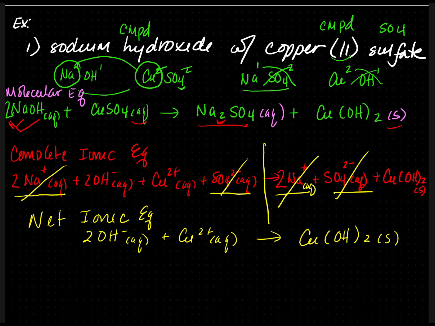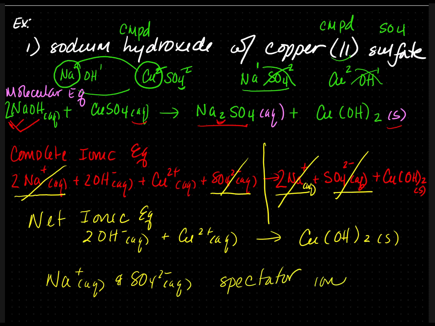So in this problem, when we mix sodium hydroxide and copper 2 sulfate, what happens is we form a solid. And to form that copper hydroxide solid, we need OH minus ions and Cu2 plus ions. 2 ions we canceled out, the Na plus AQ and the SO4 2 minus AQ. These are called spectator ions. They are there but do not participate in the reaction.